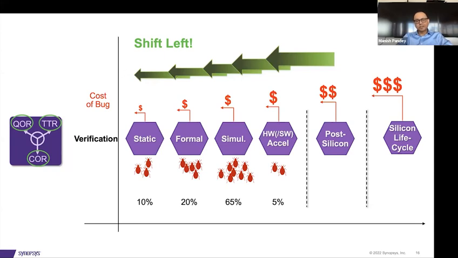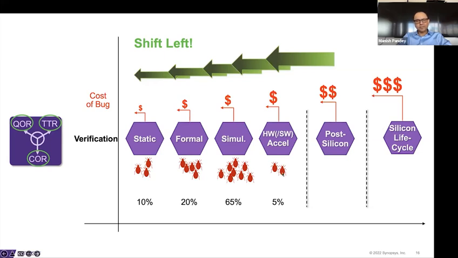As you go from the left to the right, it becomes increasingly expensive to detect a bug. With static verification, you can detect it right away; there are no test benches to write. With formal verification, you have to write some initialization conditions for the initial state, which is a little harder. Simulation requires a full-fledged test bench, and hardware accelerators are of course more expensive. But the cost of detecting bugs in any of these is far lower than the cost of detecting a bug in post-silicon and the silicon lifecycle.